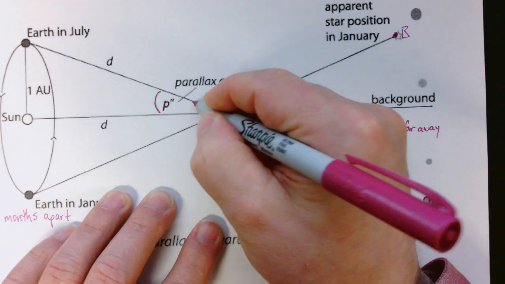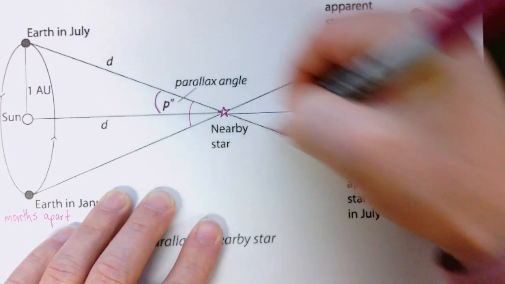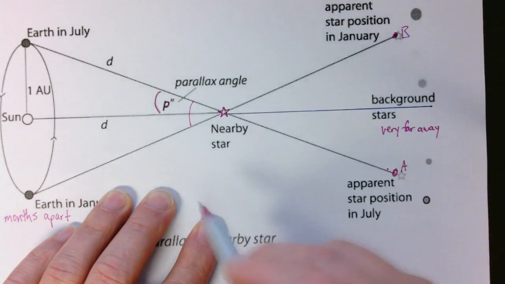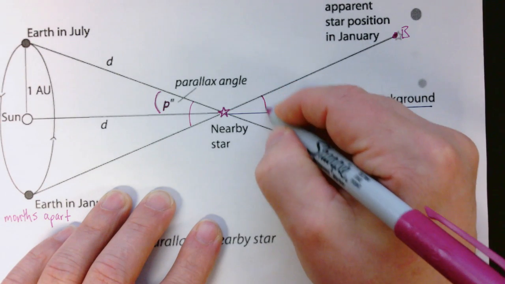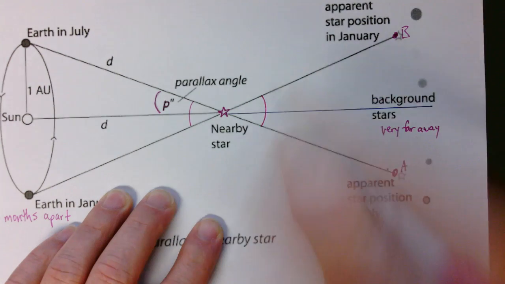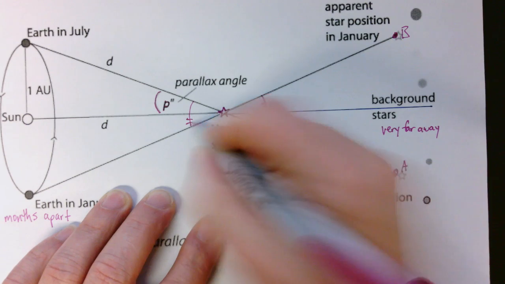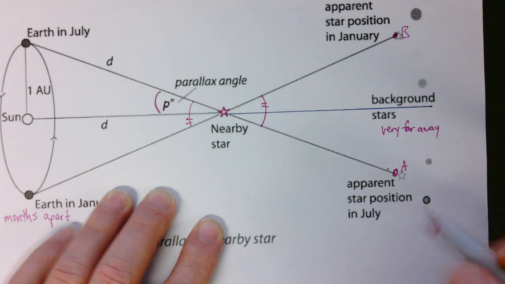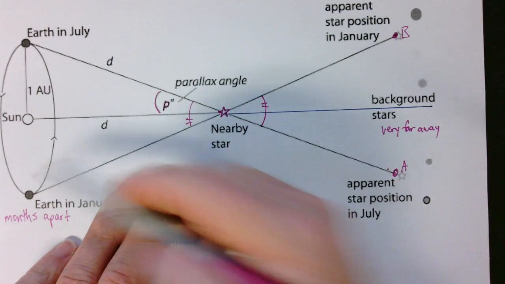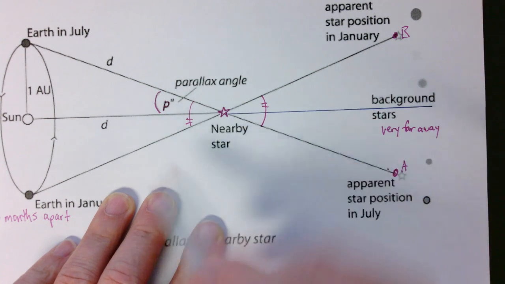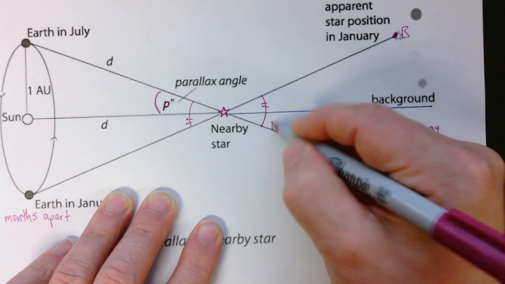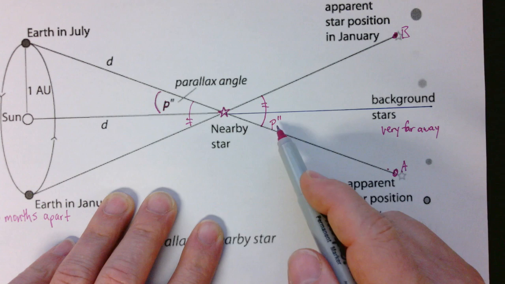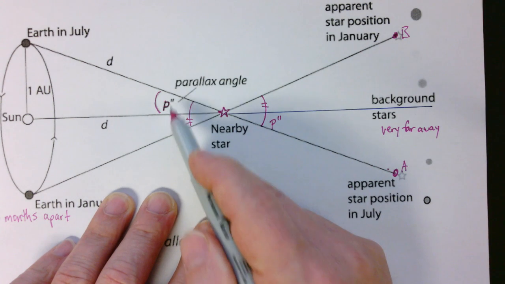For simple reasons in geometry, this line and this line form vertical angles. So vertical angles are equal to each other. So this angle equals this angle. And of course we can see here by the symmetry that this is bisected. So this angle here is equal to this angle here.